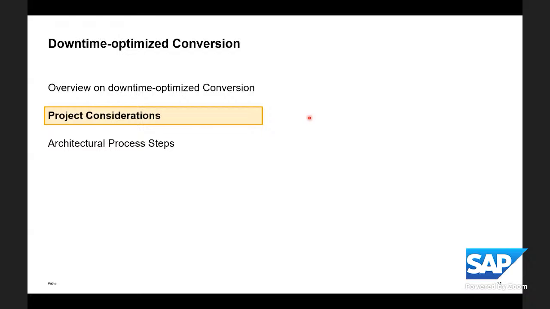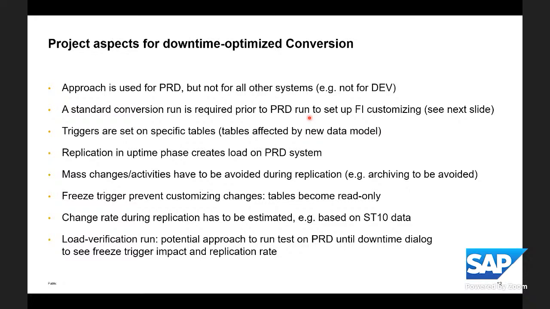Now the small print comes. Why should you thoroughly think whether it's worth the effort? Well, there are some aspects to be considered. They are listed in a simple list here. Let's have a look. Downtime optimized conversion is an approach that you will use for the conversion of your productive system, as there downtime is typically critical. For other systems, you may say, well, downtime is not that critical, so I use the standard approach. That means there is a mix. Some systems will be using the standard approach. For other systems, especially productive systems, you will use downtime optimized conversion.